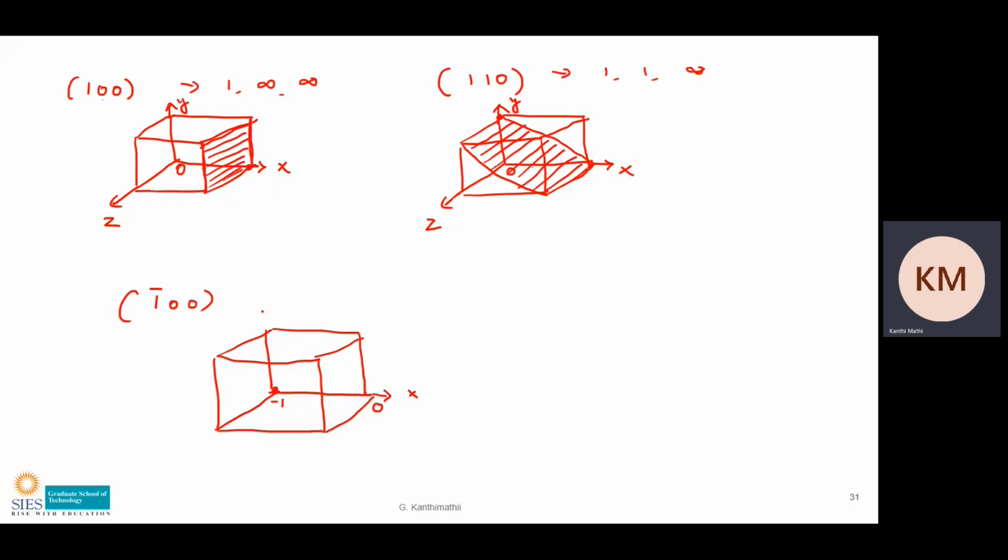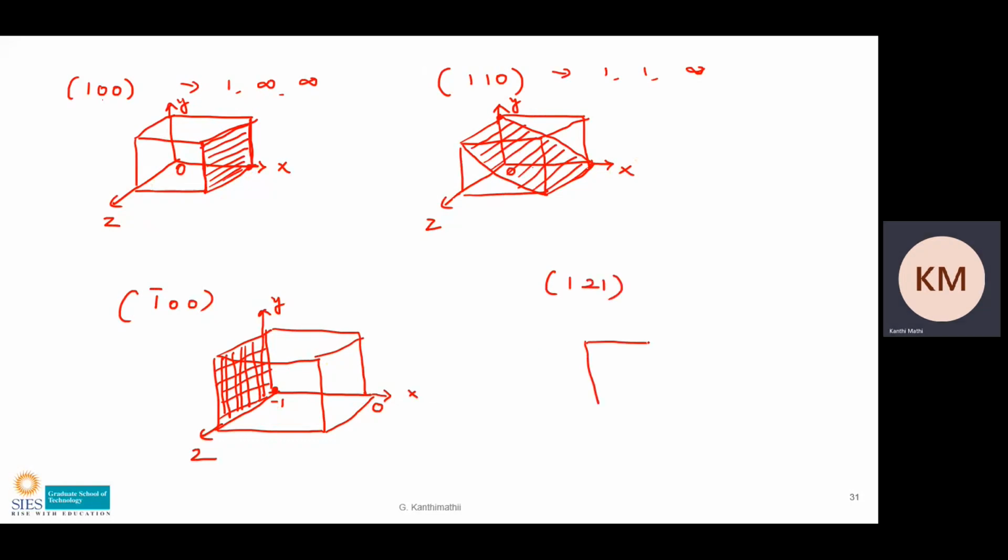And the plane which I have to draw now has to be parallel to both my y as well as z. So these are the lines which are actually parallel to my y-axis and these are the lines which are parallel to my z-axis. So this is my bar 100. Okay. And one more last one. Suppose anything other than 1 comes. Suppose it is 1, 2 and 1.